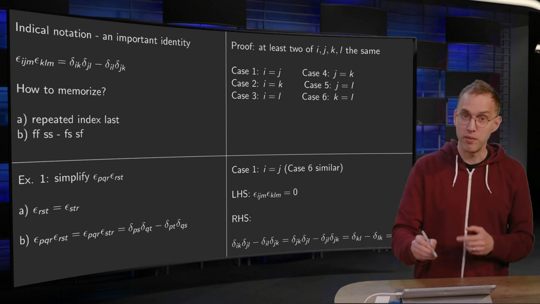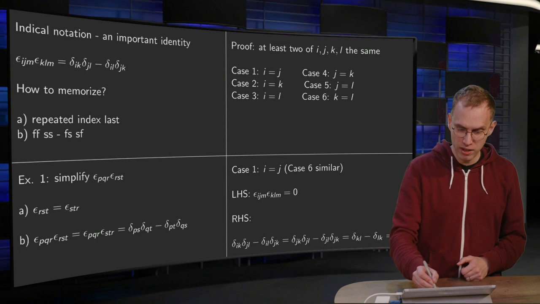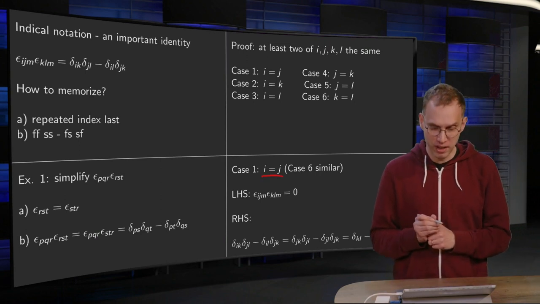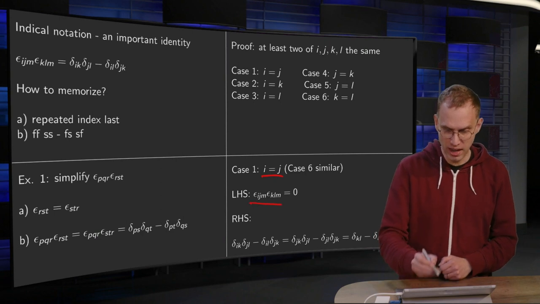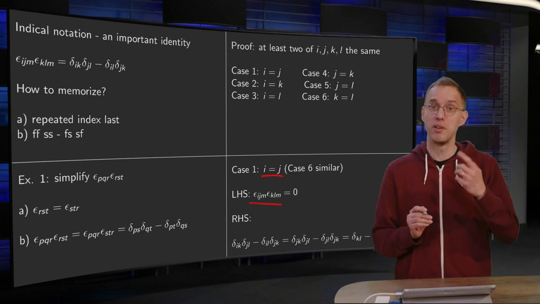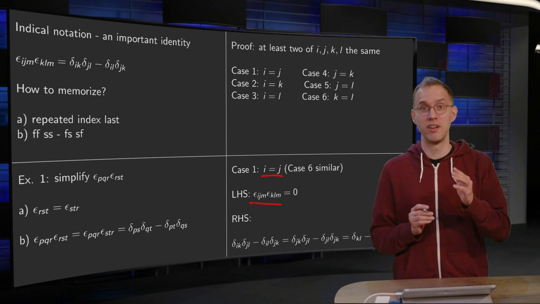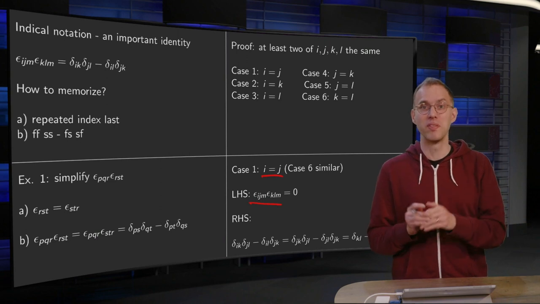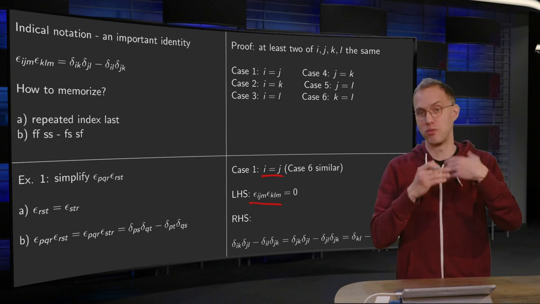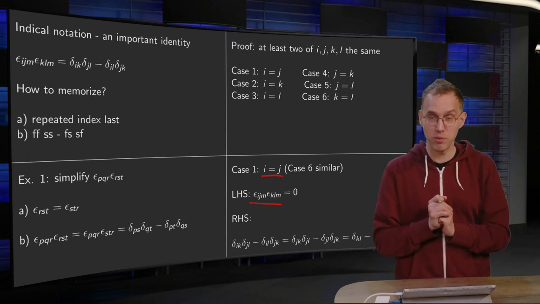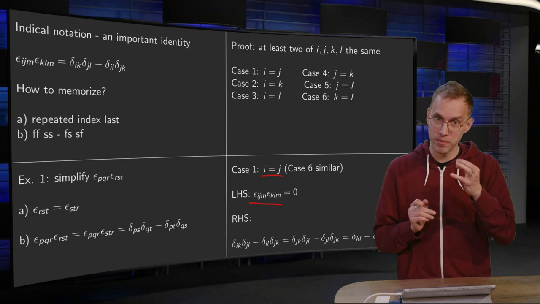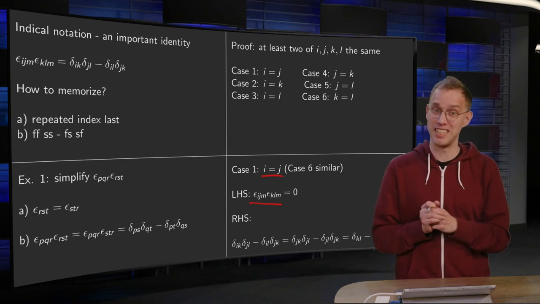So we do case 1, i equals j. Now, for the left-hand side, we have our epsilon ijm, epsilon klm, but i equals j, so you have epsilon iim. So the two indices are the same, and if two indices are the same, doesn't matter what you're doing, your epsilon symbol is 0. So, case 1, left-hand side is 0.